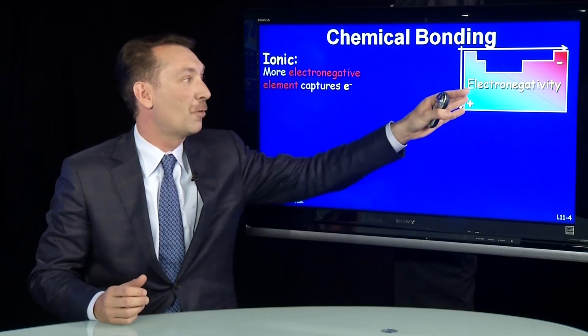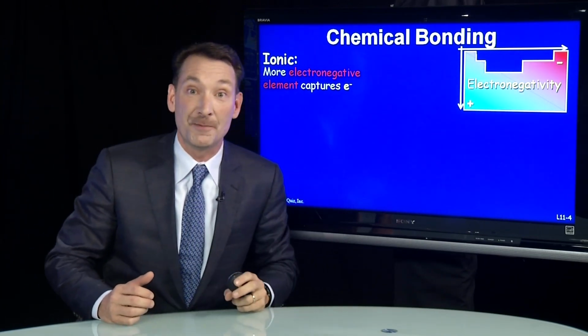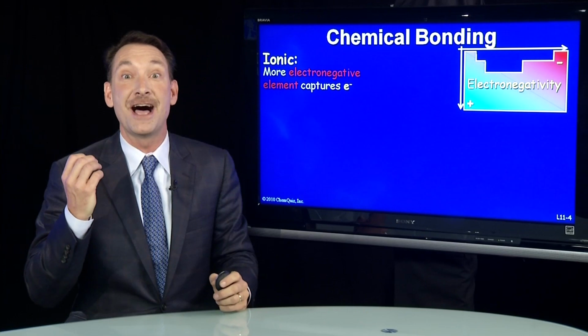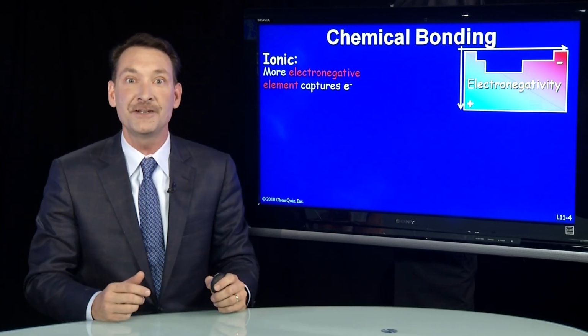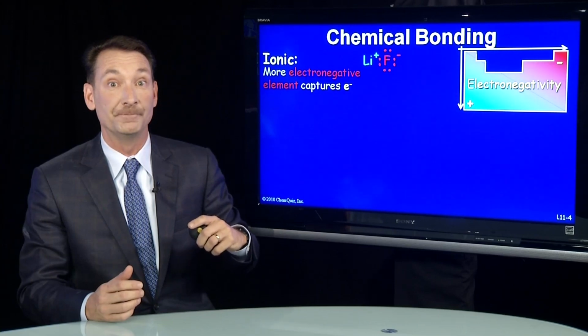So if an element from one side of the periodic table bonds to an element on the other extreme of the periodic table, you're likely to have an ionic bond because the electronegativity difference will be large. Lithium fluoride is an example of that.